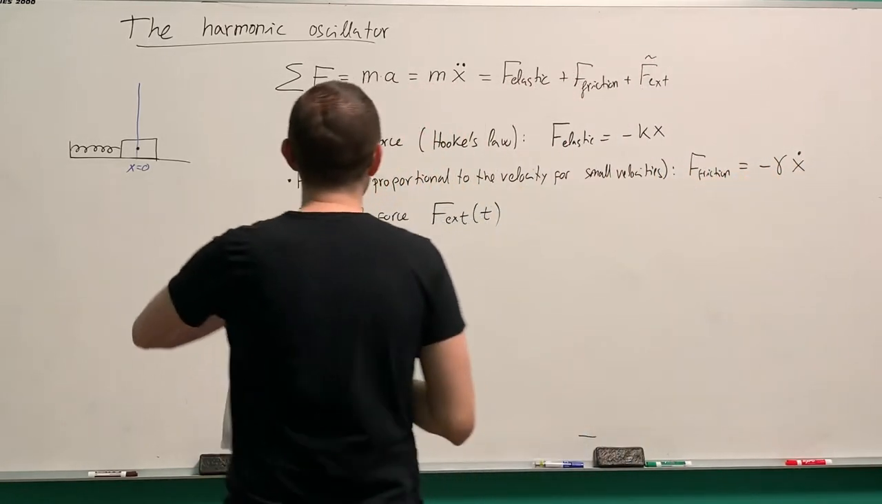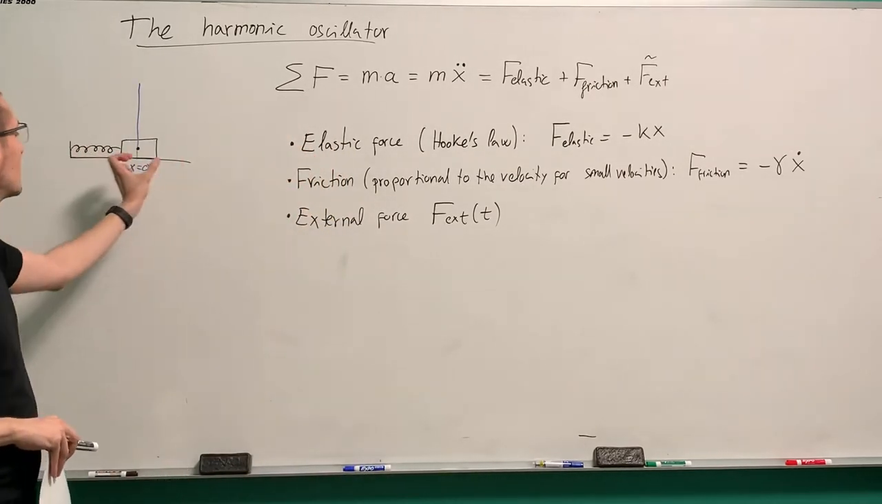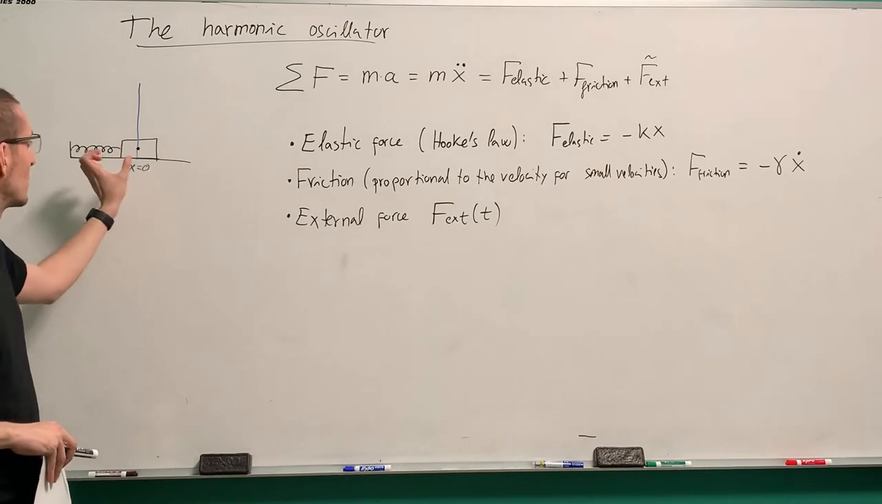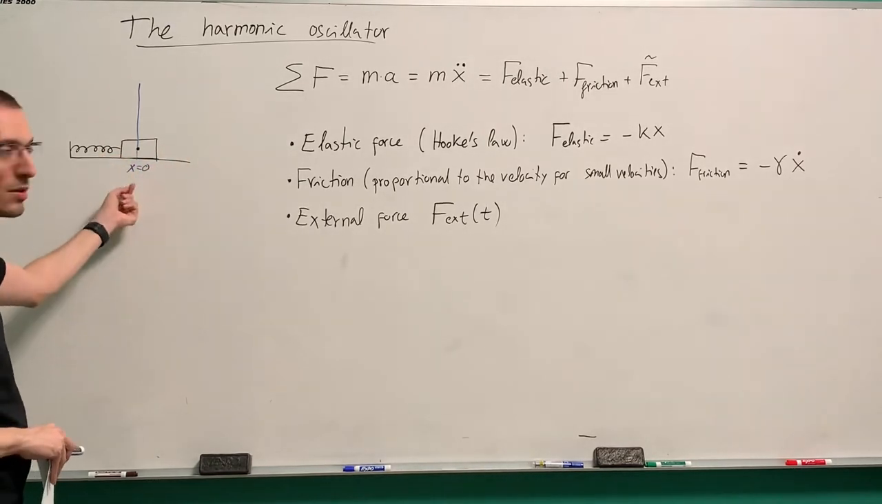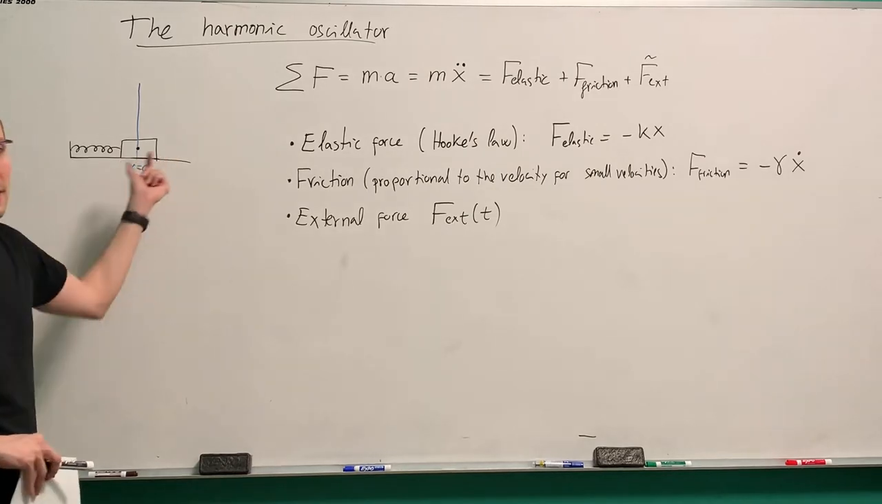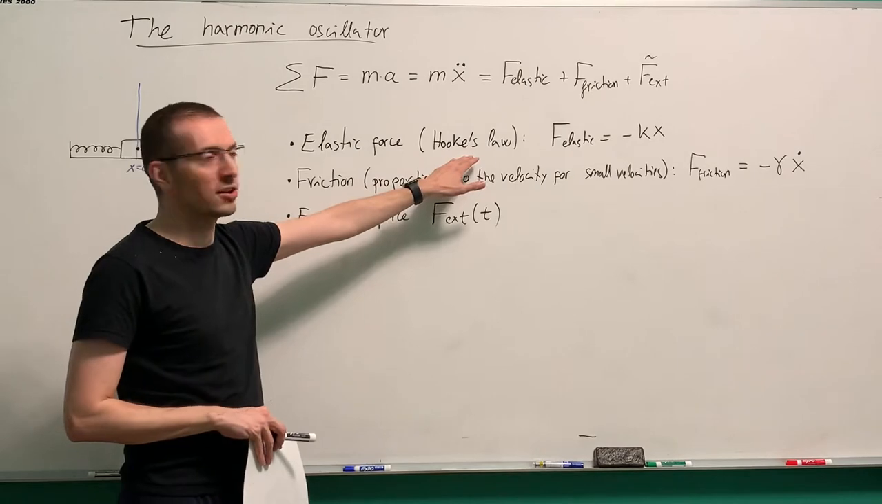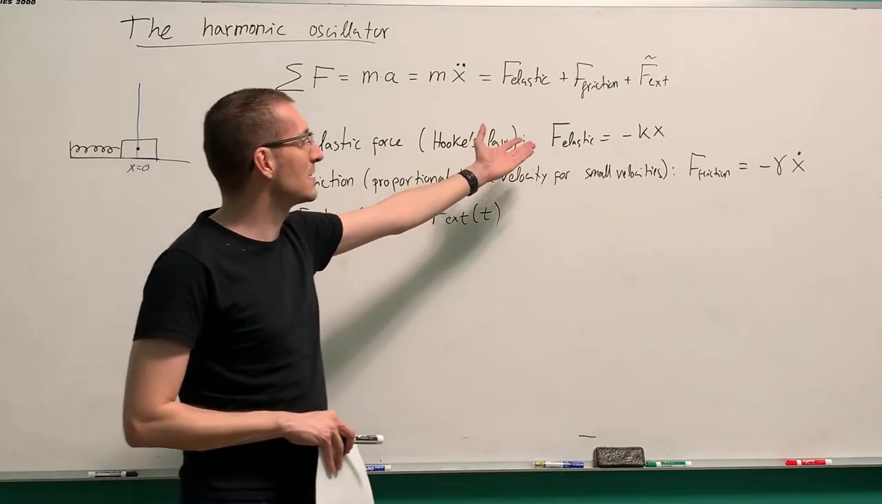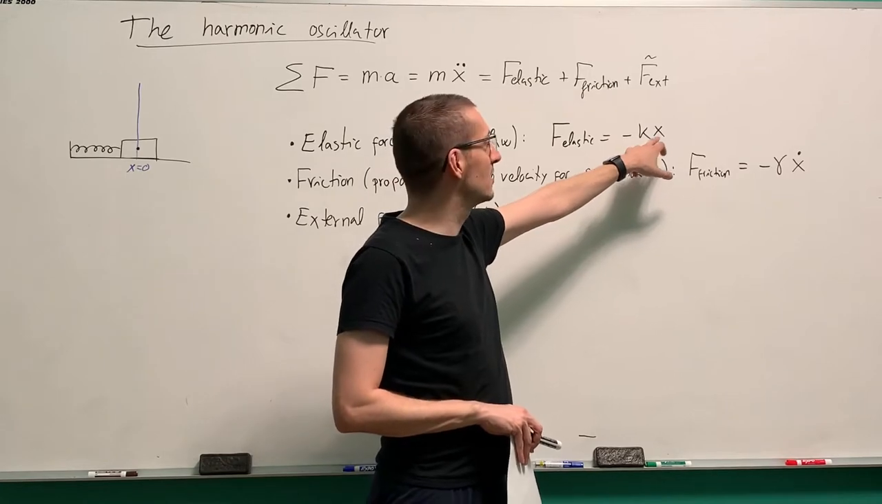So we have first the elastic force. The elastic force is the resistance that the spring puts towards moving the mass out of equilibrium. The spring really wants to keep the mass in equilibrium at x equals zero, but if you disturb it a little bit, the spring is going to react to that. The reaction is governed by Hooke's law. Hooke's law tells me that the elastic force is minus k times x, where k is the elastic constant.